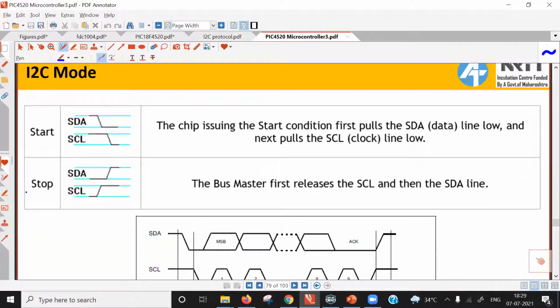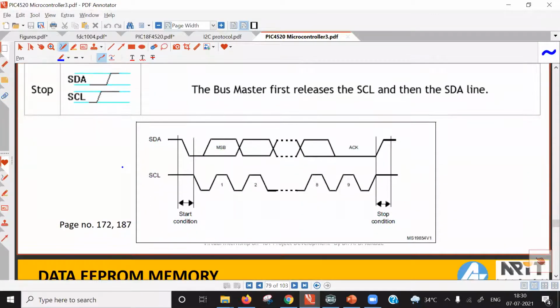Stop condition. In the stop condition, the serial clock pin first of all goes high, and after that the serial data pin goes high. So this is the stop condition. I have used another figure here to show what the start condition and the stop condition are. Look here. When a start condition is initiated on the I2C bus, the serial data pin is pulled down first, it goes low, and after some time the clock signal goes low. So this portion indicates the start condition on the I2C bus.